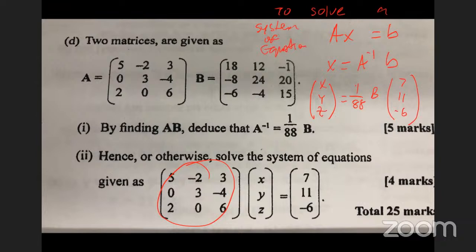So I wanted you to try part 2 for me. Multiply B by 7, 11, minus 6 and then multiply by 1 on 88. Let's see what you get for x, y, and z. And then I want to show you something new called row reduction or echelon form. Multiply B by 7, 11, minus 6. Tell me what you get, please. Online, you all could message what you get for x, y, and z, please.